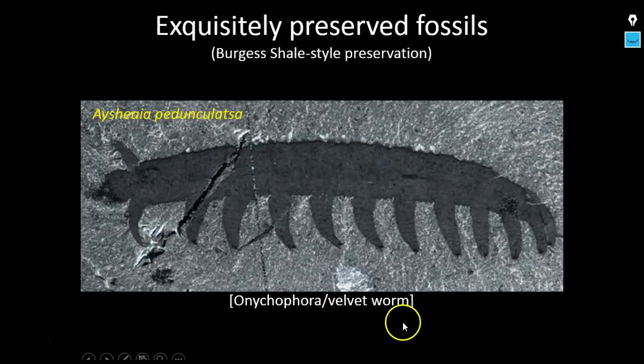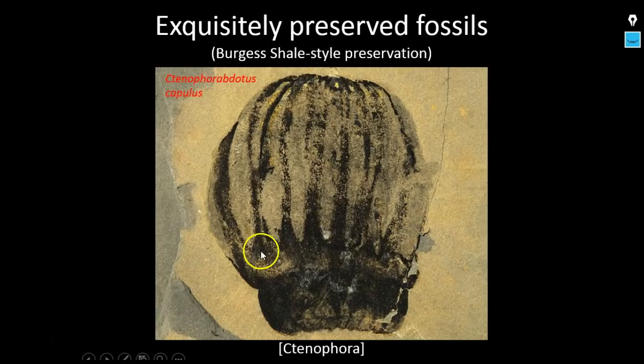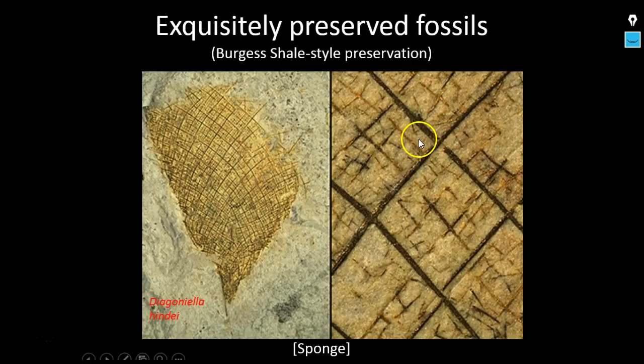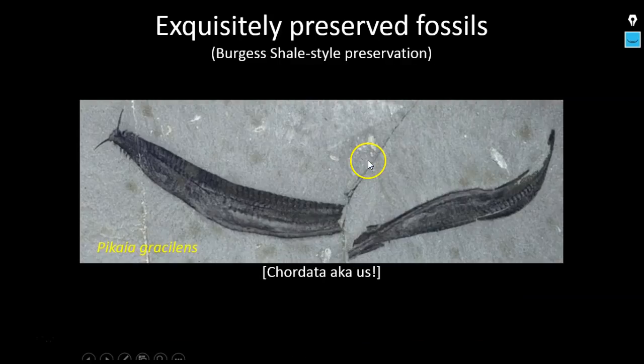This is just absolutely spectacular example of a velvet worm. We talked about these in class again. But again, this is the kind of thing, there's nothing hard here. This shouldn't be preserved. This is a freaking jellyfish. This is a comb jelly. Again, perfectly preserved. There is a sponge.